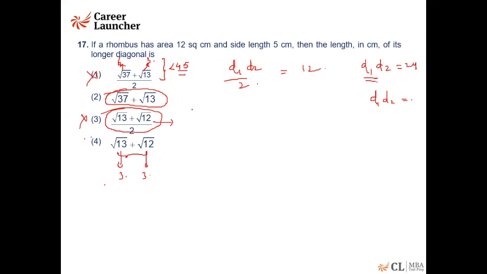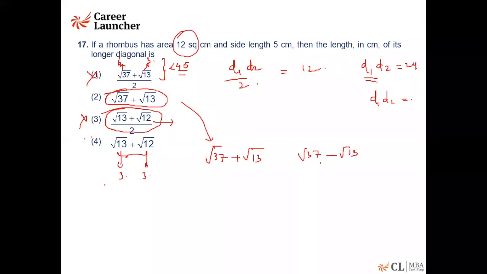So if this was the option, root 37 plus root of 13, and since I'm getting a nice rational number, I would have definitely thought of root 37 minus root of 13, into some value, into 1 by 2 must be equal to 6. And this expression we know is equal to 24.